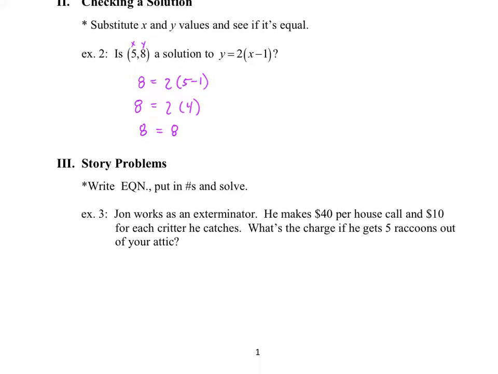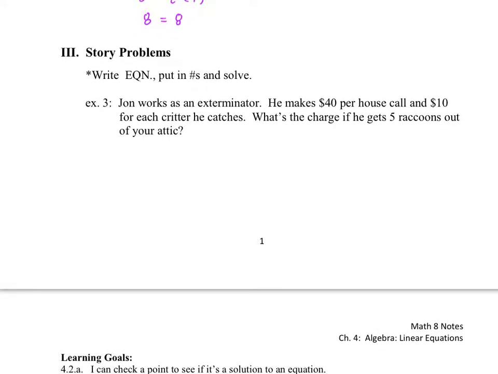Okay. Story problems. First, you're going to write an equation and then put the numbers in and solve it. So John is an exterminator. He makes $40 per house call and $10 for each critter he catches. What is the charge if he gets 5 raccoons out of your attic? $90. Okay, good.